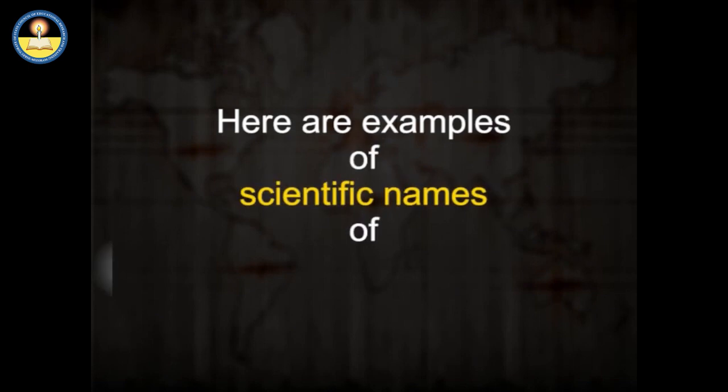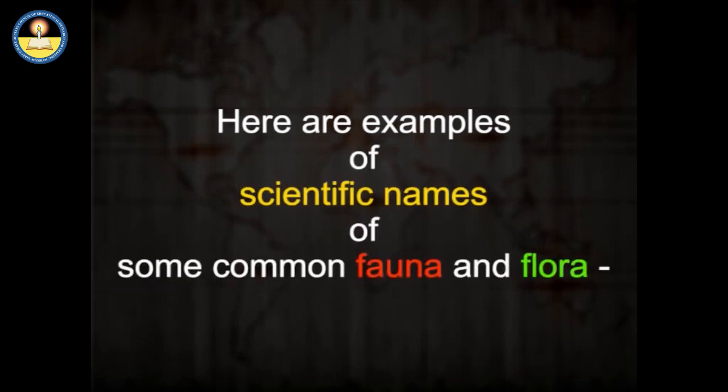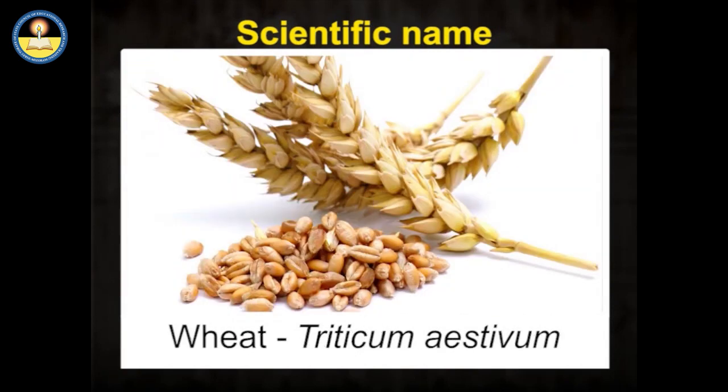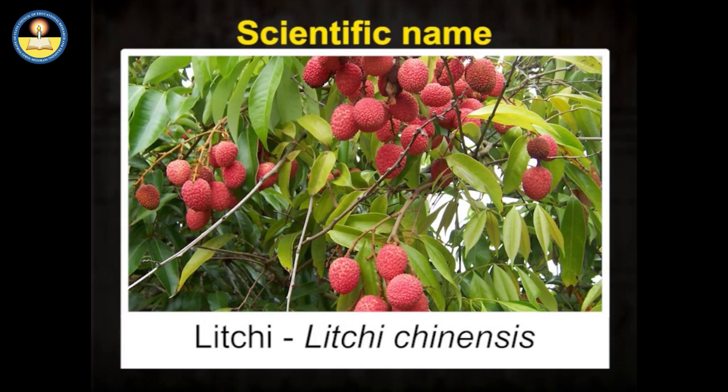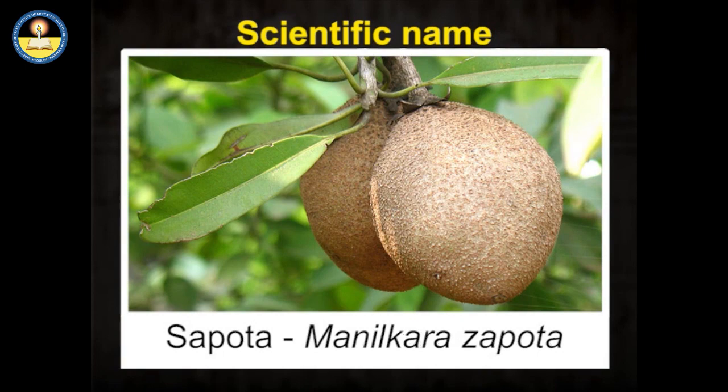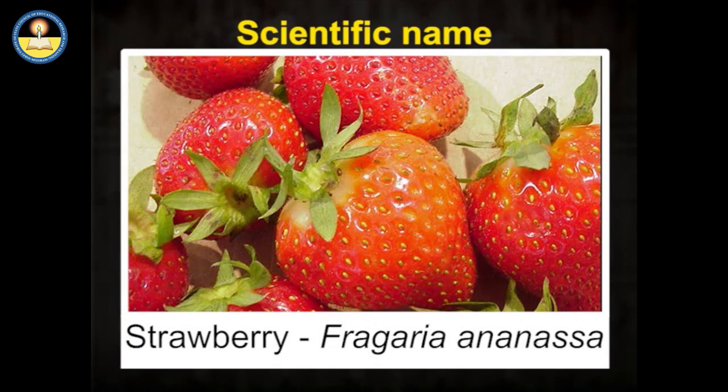Here are examples of scientific names of some common fauna and flora. Ragi, Eleusine coracana. Wheat, Triticum aestivum. Lychee, Litchi chinensis. Guava, Psidium guajava. Sapota, Manilkara zapota. Strawberry, Fragaria ananassa.